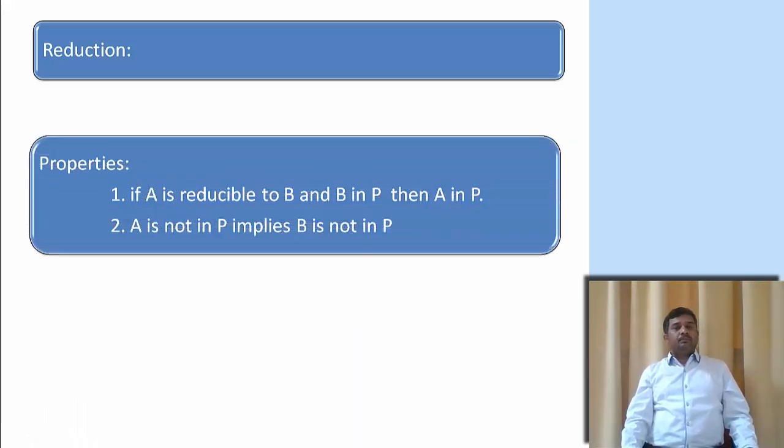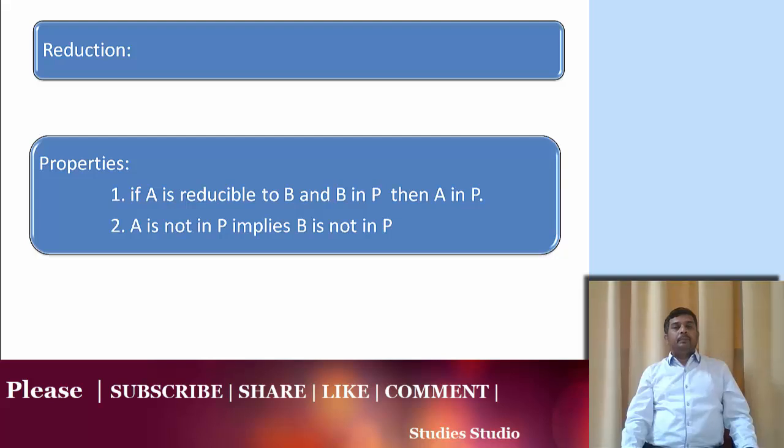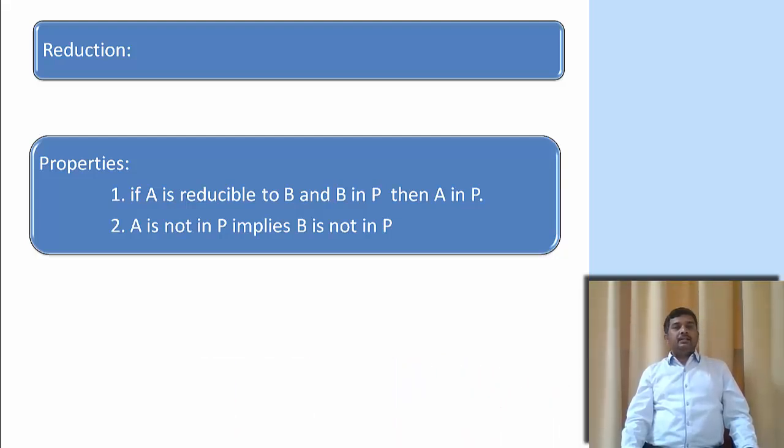Now let us see some properties of reduction. If A is reducible to B and B is in P, then A is also in P. If A is not in P, it implies that B is also not in P.